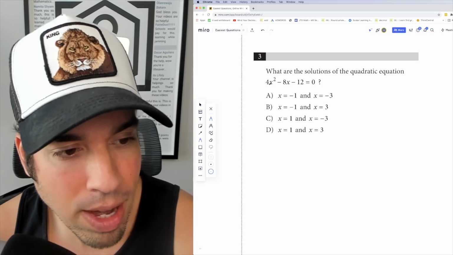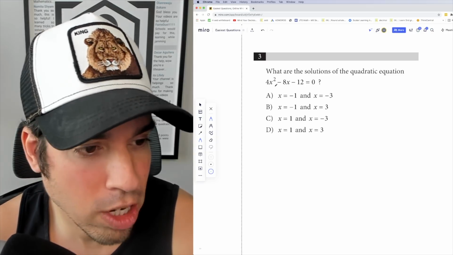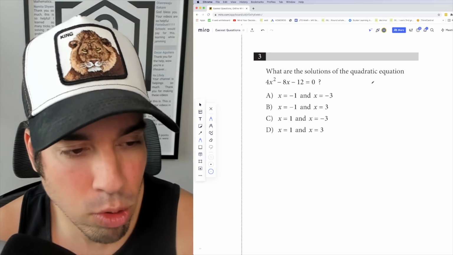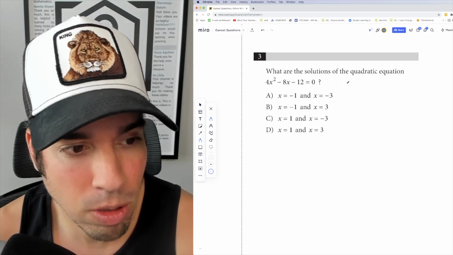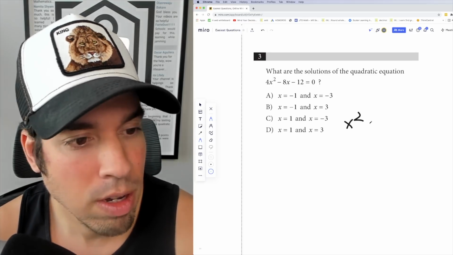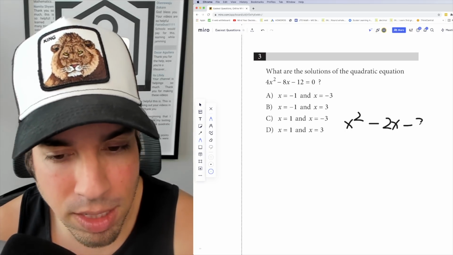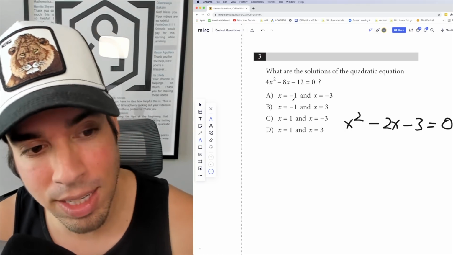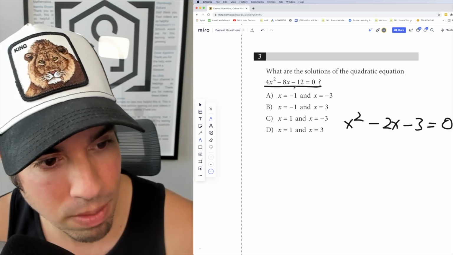I got a GCF. I can divide everything by 4. And since it's an equation, I'm just going to divide it, and the 4 is almost going to be thrown away into that 0. So it becomes x squared minus 2x minus 3 equals 0. Again, I got that by dividing everything by 4.